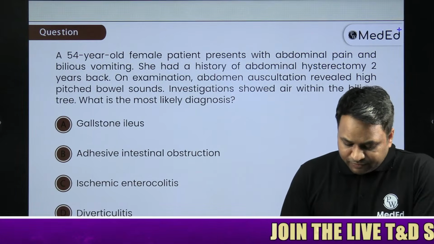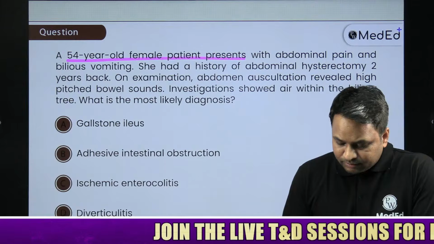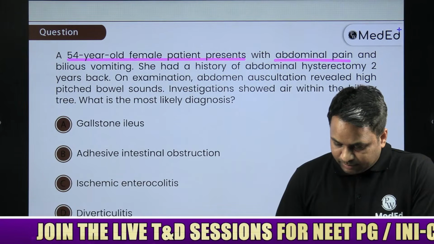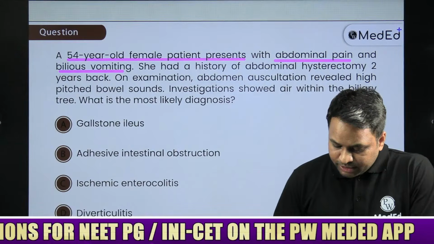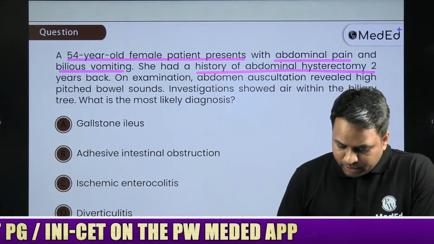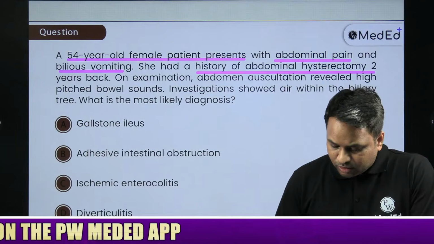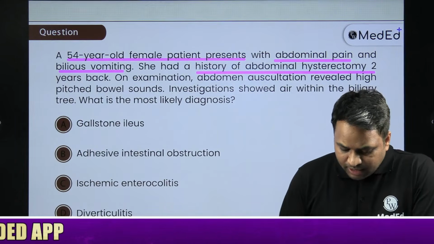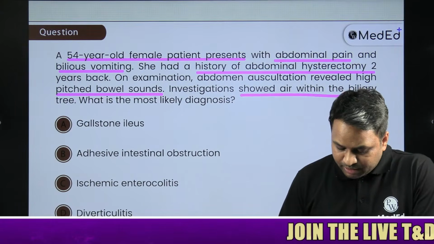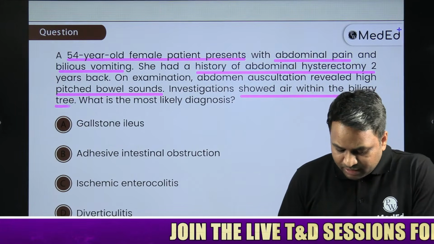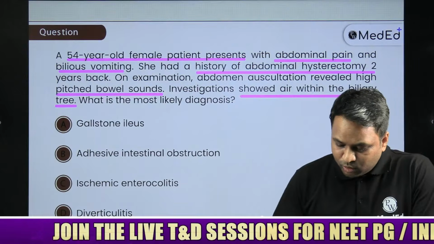Now, I have a 54-year-old female patient with abdominal pain and bilious vomiting. Okay. History of abdominal hysterectomy 2 years back. On examination, abdominal auscultation revealed high-pitched bowel sounds. Okay. Investigation shows air within the biliary tree. Now, this air within the biliary tree indicates pneumobilia.